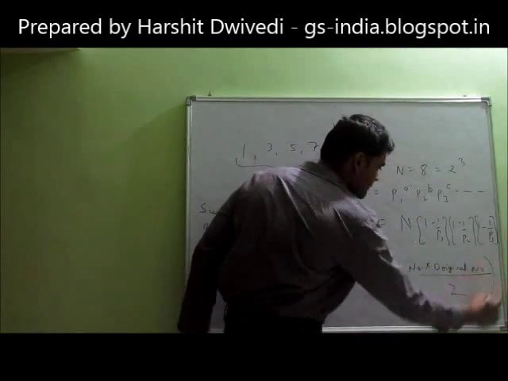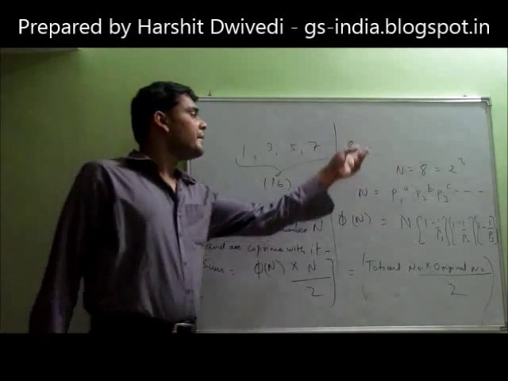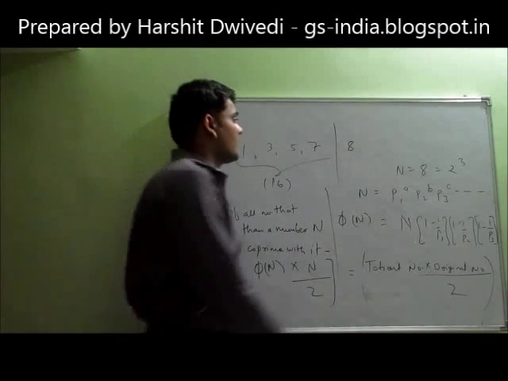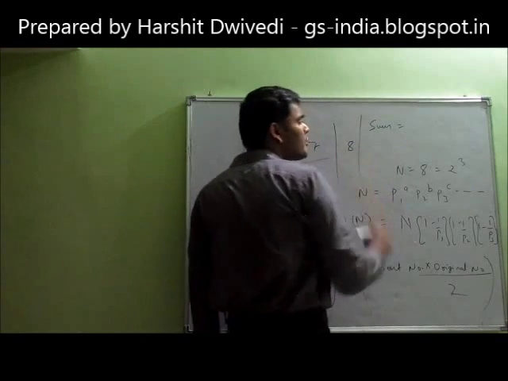This is the way of doing this. Let us make it an application here. This is the 8. I have to find the sum. What is the Totient number of 8? 4.